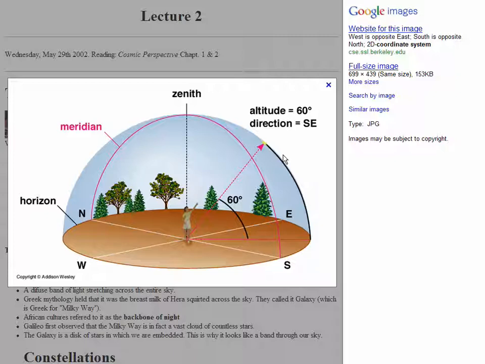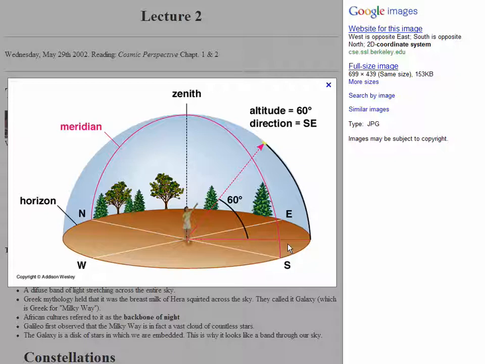So when you look straight up in the sky, that's the zenith. Now the meridian is the line that runs from the north point to the south point through that zenith. So that's your meridian, and that meridian for any particular location determines whether or not it's AM or PM. In the morning, the sun is to the east of the meridian, and we call that antemeridian. In the afternoon, the sun is to the west of the meridian, and we call that postmeridian. And so that's the AM and PM.